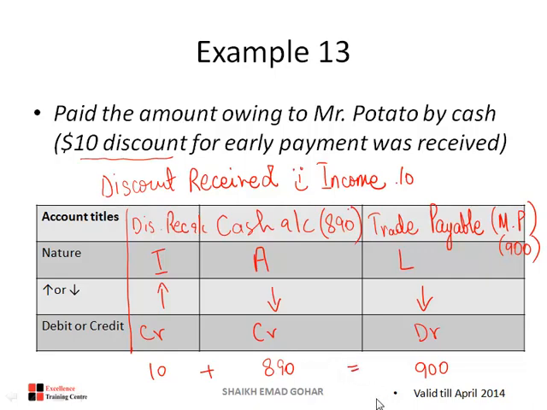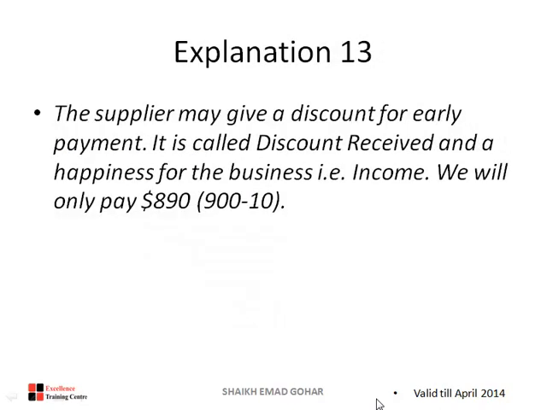Done. 10 plus 890, how much? 900. So the entry is like this: trade payables debit, cash credit, discount received credit. Both are credit. So although two credits are there, the amount should be the same in total. Getting it? So this is the idea behind this transaction. Good. So you can write like this.